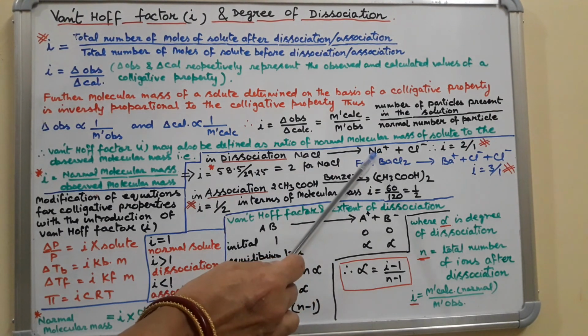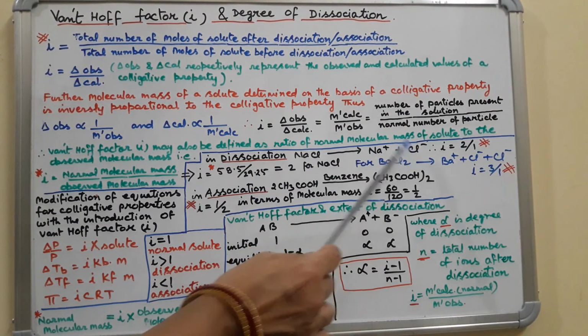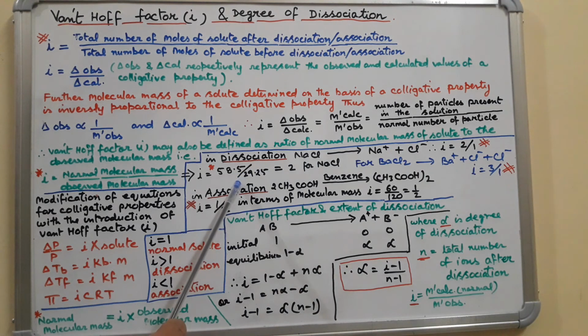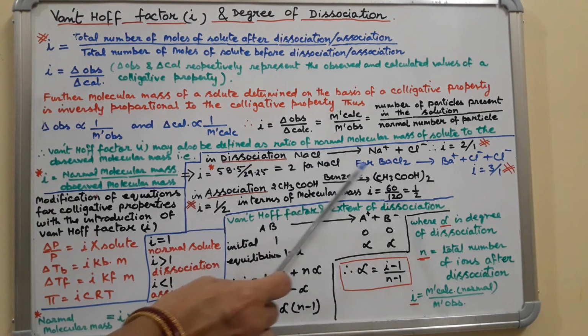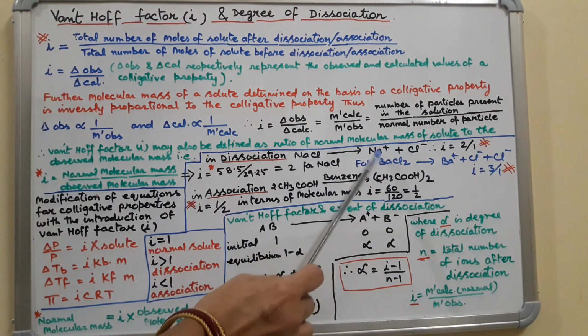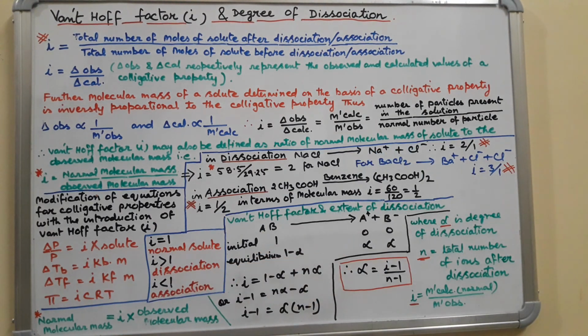If you take 23 or 35.5, even then it will come less than, in case of dissociation, it is going to be more than 1. Is that clear? It's going to be more than 1. In case of this, if you consider this as the average or take their respective masses, i is going to be 1 in every manner.